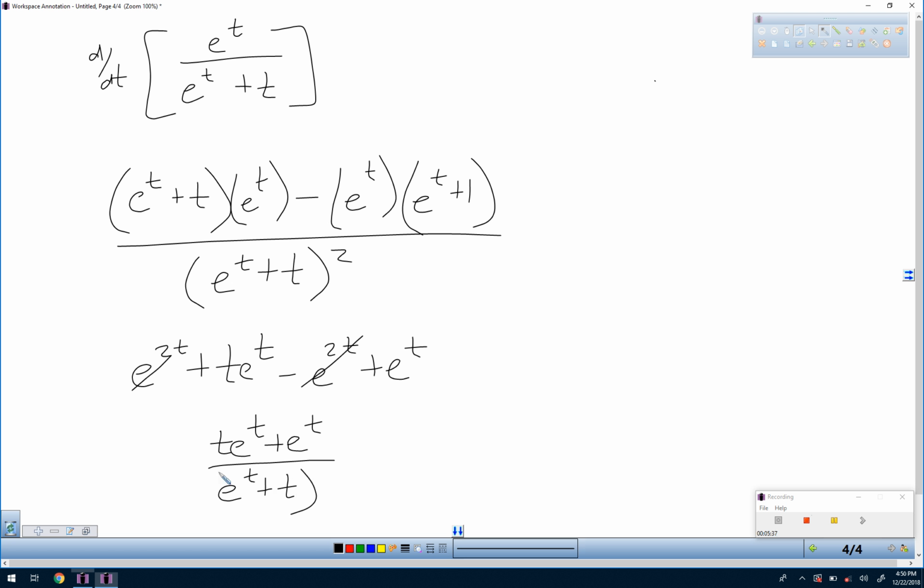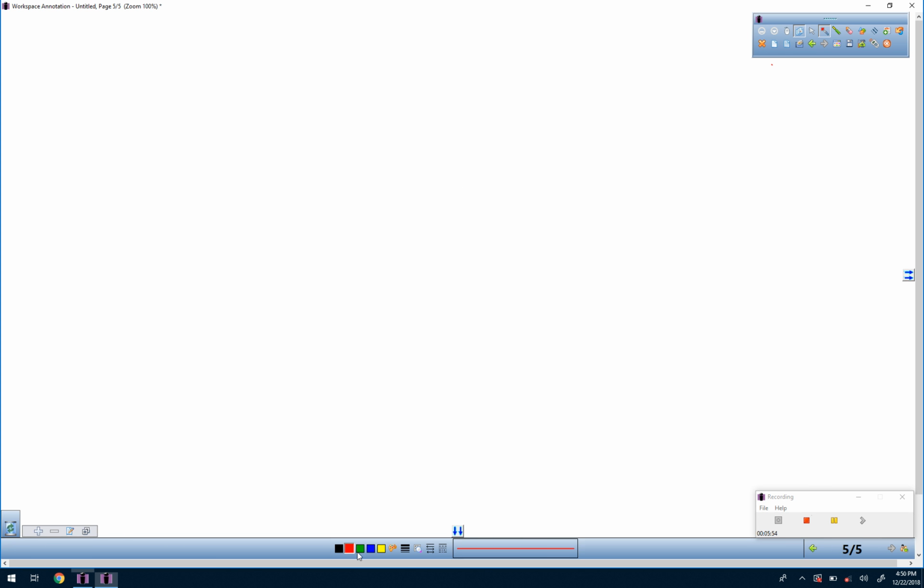Then I notice I could factor out an e to the t in the numerator. I take out that e to the t, it leaves me t plus 1 over e to the t plus t squared. And that would be the answer that I was looking for in that problem. All right, let's look at one more.